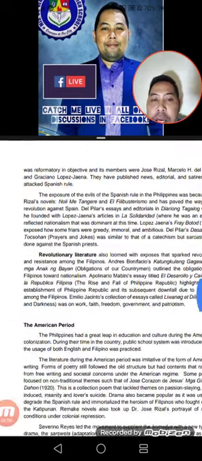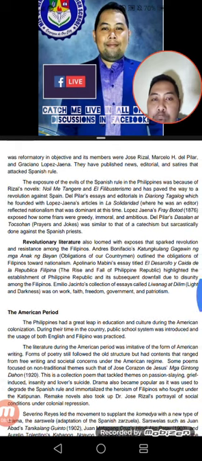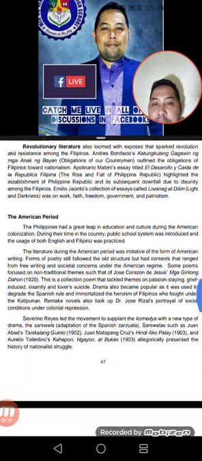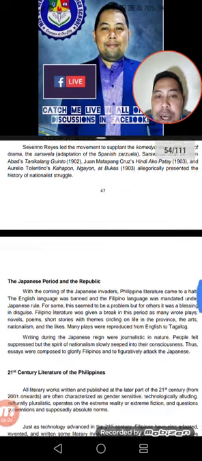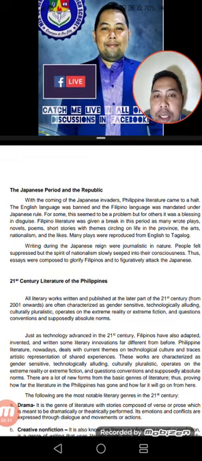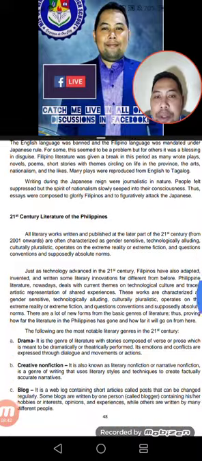We read that one. Revolutionary literature also loomed with the exposure and sparked revolution and resistance among Filipinos. Our famous hero Andres Bonifacio and the KKK started that revolutionary literature. Then the American period, of course, one of our colonizers, the Americans. Then the Japanese period and the Republic. 21st century literature in the Philippines.